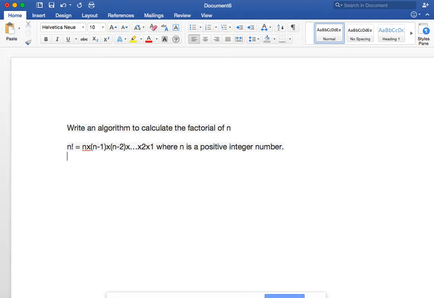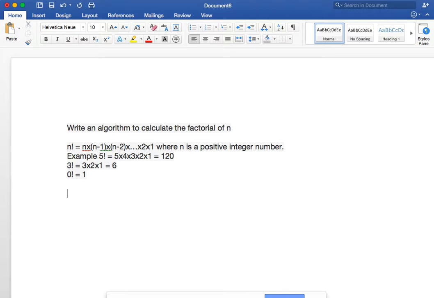So for example, 5 factorial is defined as 5 times 4 times 3 times 2 times 1, which we know is 120. Also, 3 factorial is defined as 3 times 2 times 1, which is 6. So that's the definition of factorial. Of course, mathematically, we also define 0 factorial equal to 1. Now, this is the regular definition for factorial, but we can define factorial using recursive thinking.